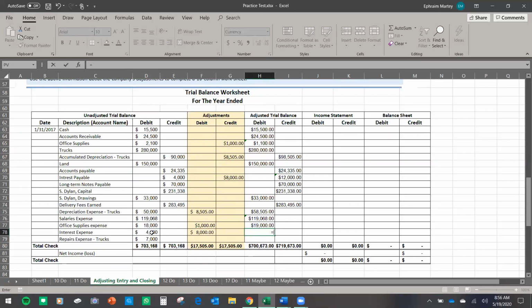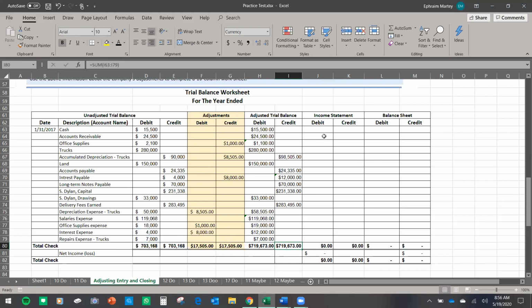The interest expense, we began with this. Did we have any increase? Yes, we had an increase of that, so we added and press enter. And then we have repairs track. We started with this. Did we have any increase or decrease? We didn't, so we just press enter. And you see both sides of the equation, debit and credit, are the same. Okay, good. Now let's move on.